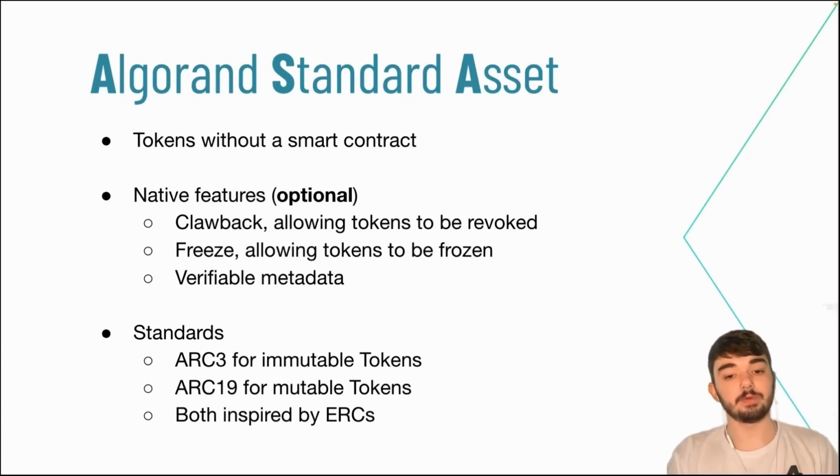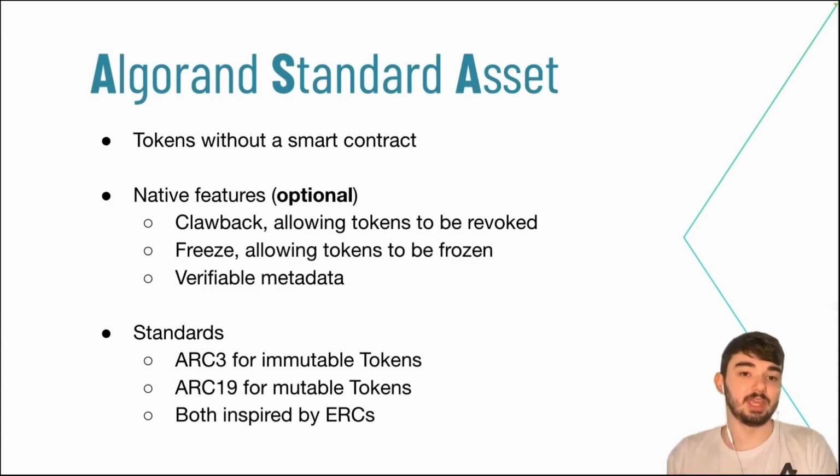There's ARC3 for immutable tokens, so these can be fungible or non-fungible. Then ARC19 for mutable tokens, which can be fungible or non-fungible. And both of these are inspired by ERCs, and they use a lot of the same JSON formatting as ERCs on Ethereum. For those that aren't familiar, ARC stands for Algorand Request for Comment. ERC stands for Ethereum Request for Comment. And both of these are ways for communities to define standards within their ecosystem.